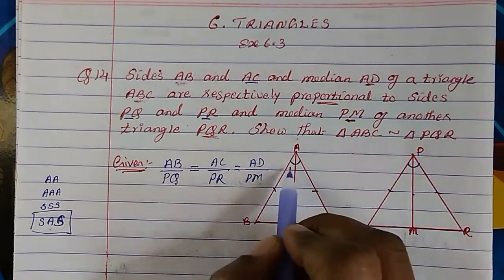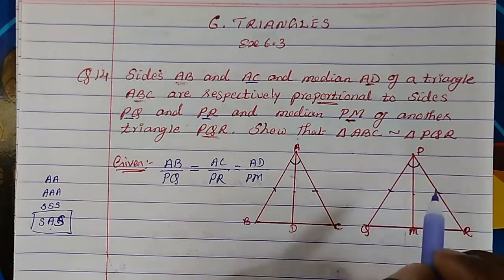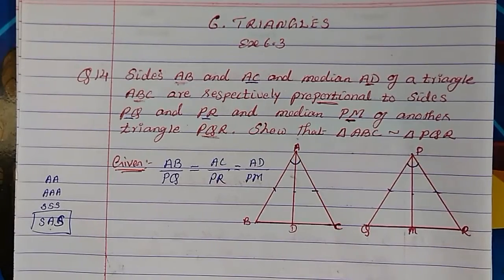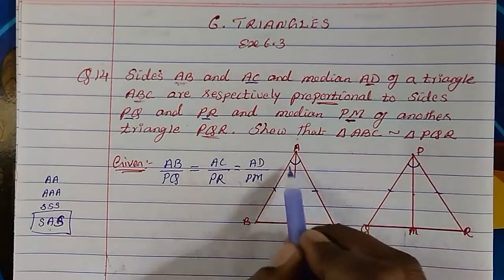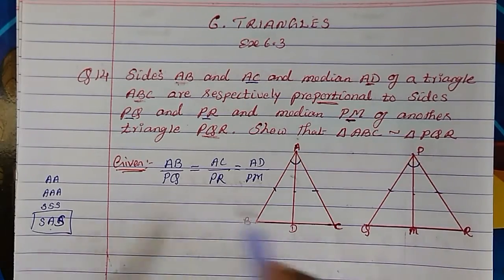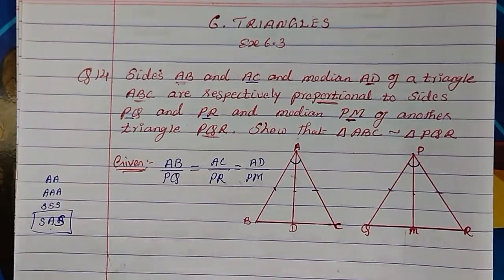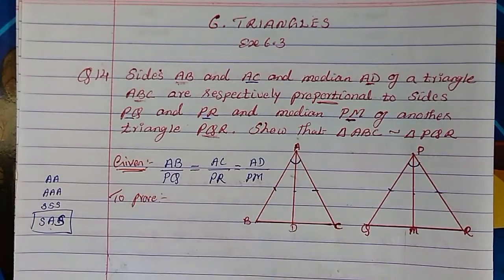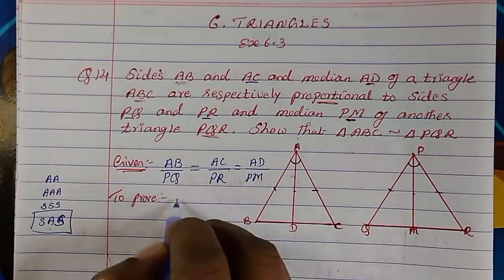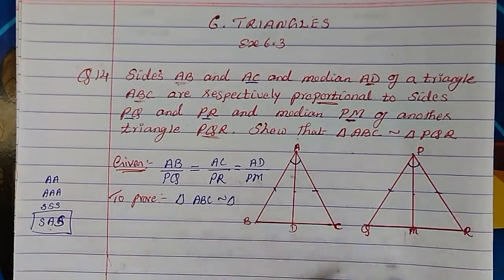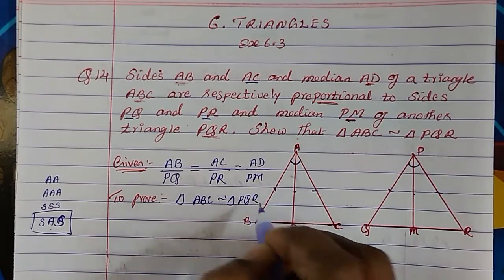Okay, so to prove that angle A is equal to angle P, it's a long procedure. So just have patience. Easy, but it is very lengthy. It's not that easy to prove that A is equal to P. We need valid reasons. So let's write down now to prove. What we have to prove is triangle ABC is similar to triangle PQR. This is what we have to prove.